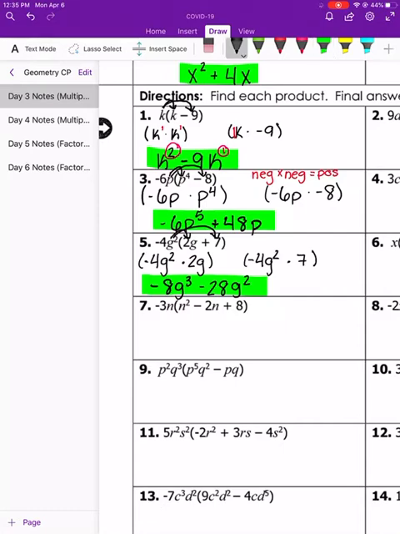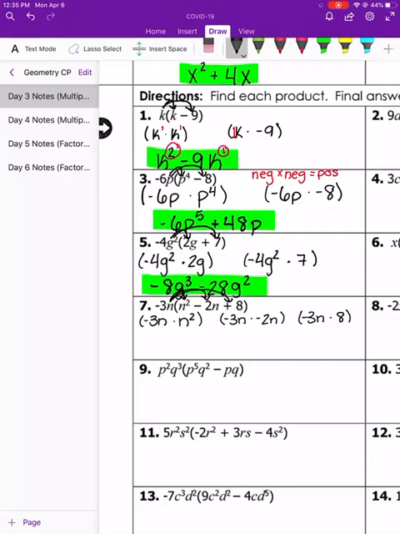On to number 7. So I'm going to distribute negative 3n all the way through. So negative 3n times n squared. Then I have negative 3n times negative 2n. And my last one is negative 3n times 8.